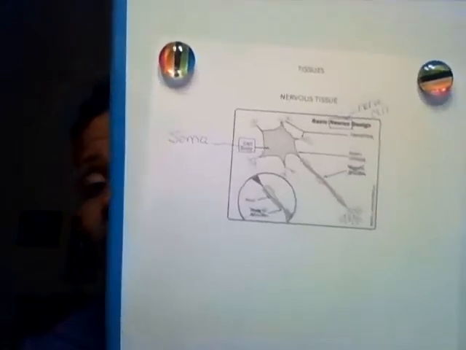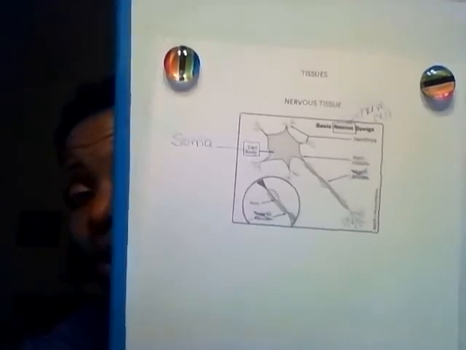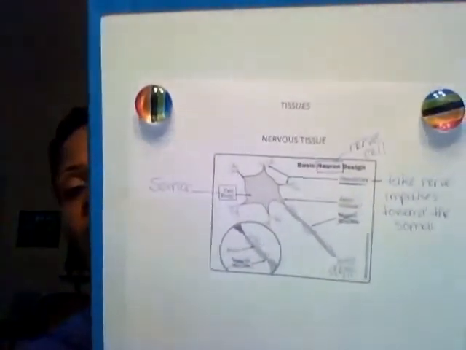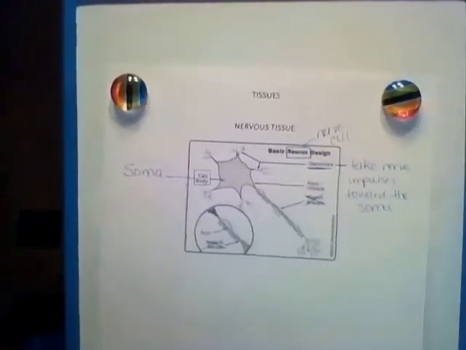The function of our nervous system is to take and send nerve impulses all over the body. Therefore, the dendrites are responsible for one conduction and the axon is responsible for the other. Dendrites take nerve impulses toward the cell body. Toward the soma. And neurons typically have a lot of dendrites and then one long axon.